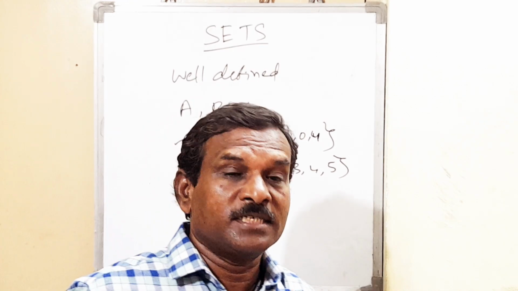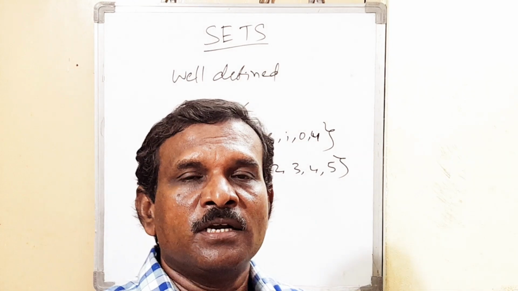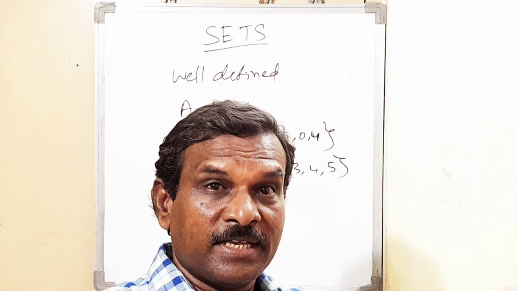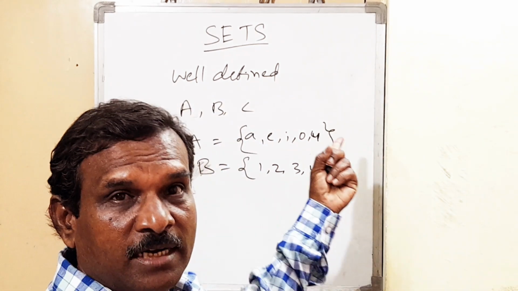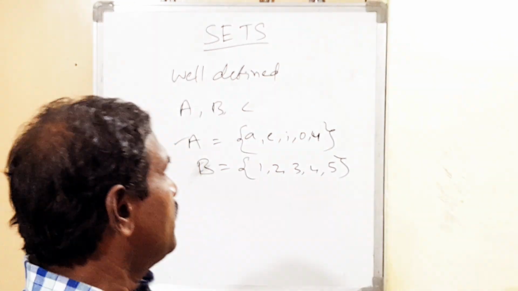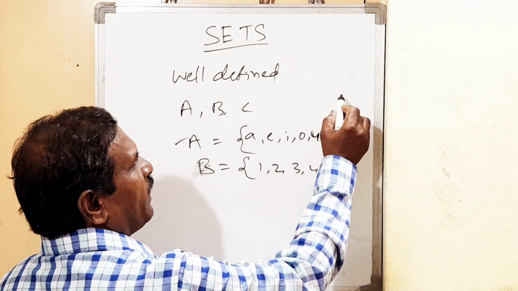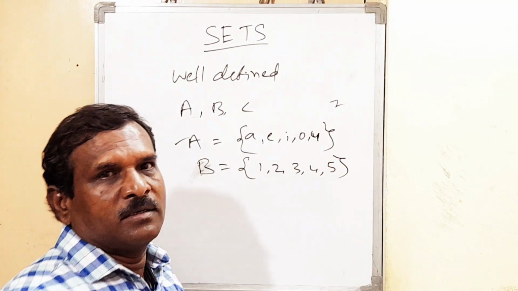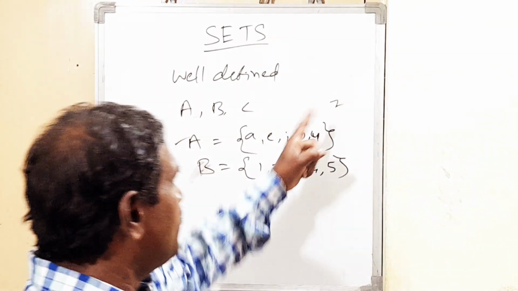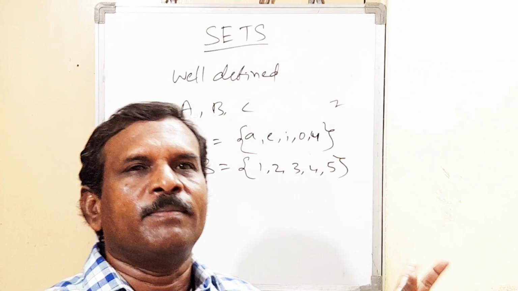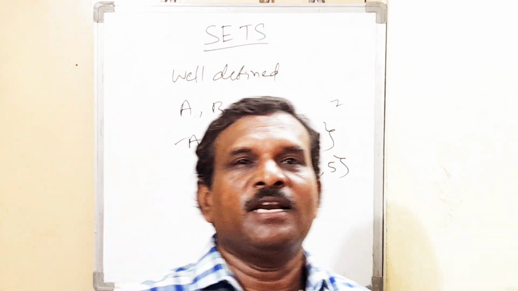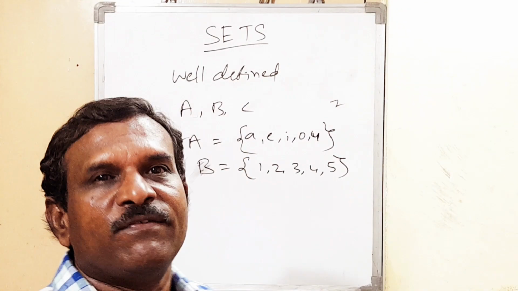Well defined in the sense that if I give you some element, you can identify whether the element belongs to the set or not. Like in this we have a, e, i, o, u. If I give you z, you can say whether z belongs to this or not. No, z does not belong to that, because this set is well defined.